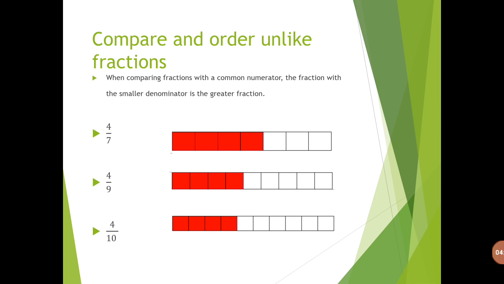4 upon 9 has a smaller colored part. 4 upon 10, again, is smaller than 4 upon 9. So we can see that in unlike fractions, if we have a common numerator, the smaller denominator is the greater fraction.